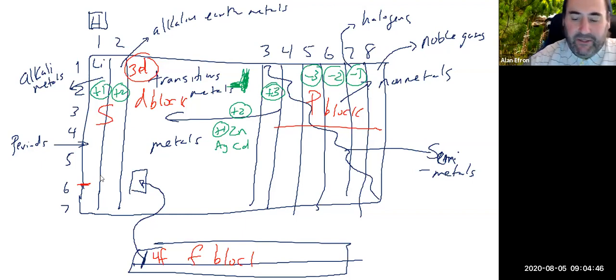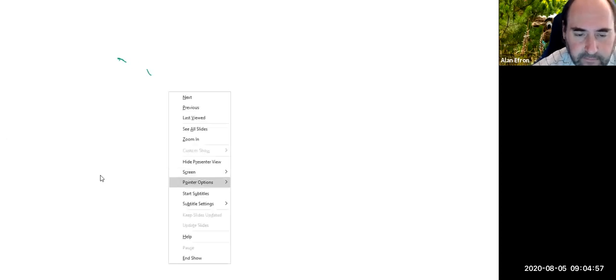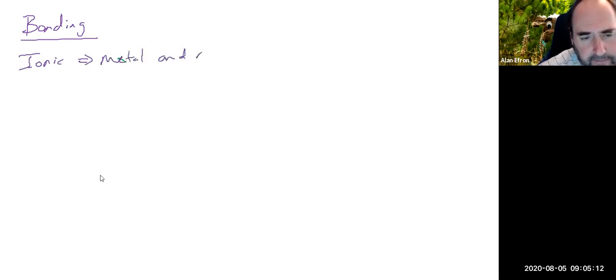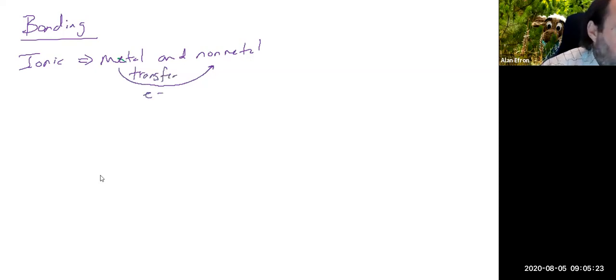That then brought us into talking about bonding, and that helped us understand, hopefully, some of the bonding stuff that we talked about. And when we talk about bonding, there are really two types of bonding we talked about. We talked about ionic bonding, which is always a metal and a non-metal. And important in this type of bonding, because of those periodic trends, is a transfer of electrons from the metal to the non-metal.